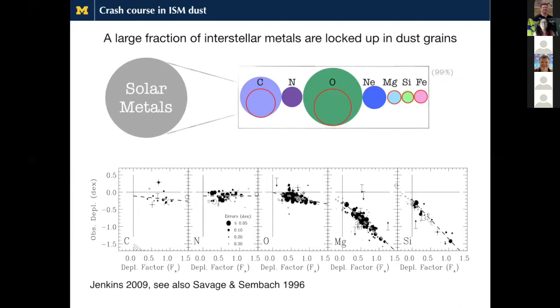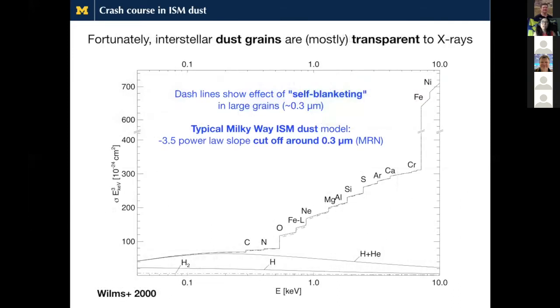And we know this basically by looking at gas phase abundances, usually from UV and optical spectra, and then comparing that to some sort of abundance table that we assume usually somewhat solar-ish. And we see that there are some missing, and this is what we refer to as depletion. So fortunately for X-ray astronomers, interstellar dust grains are mostly transparent to X-rays. There are a few caveats if you have large grains, so let's say 0.3 microns, that's on the large end for dust grain size distributions.